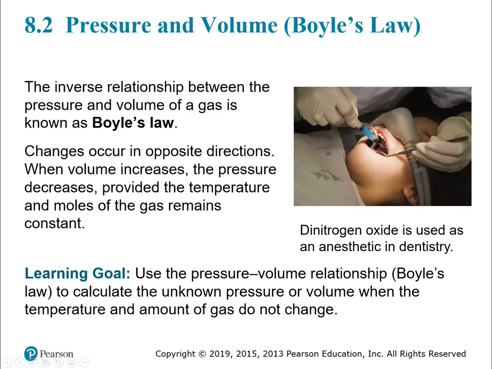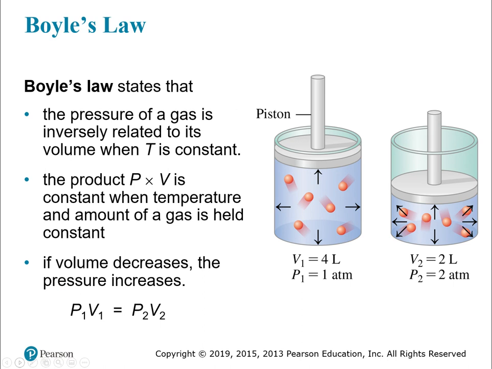Now we're going to start talking about the gas laws. The first gas law we're going to cover is Boyle's law, and that talks about pressure and volume. Boyle's law states that the pressure of a gas is inversely related to its volume when T is constant. Remember that T is temperature. This little fish-looking thing means inversely. That's what Boyle's law says, and that's only true when the temperature is constant.